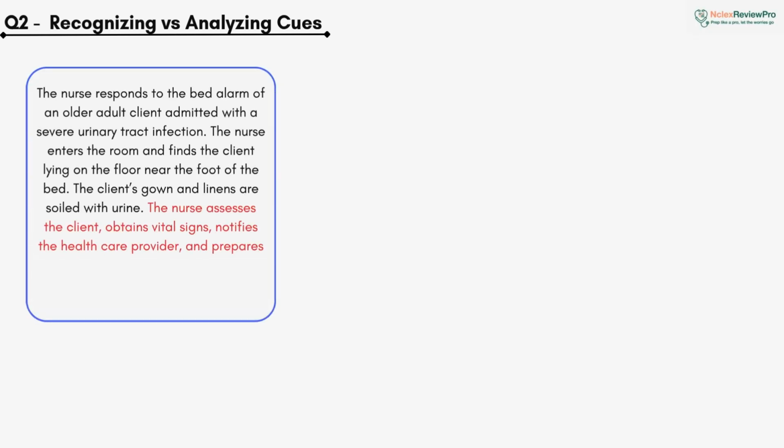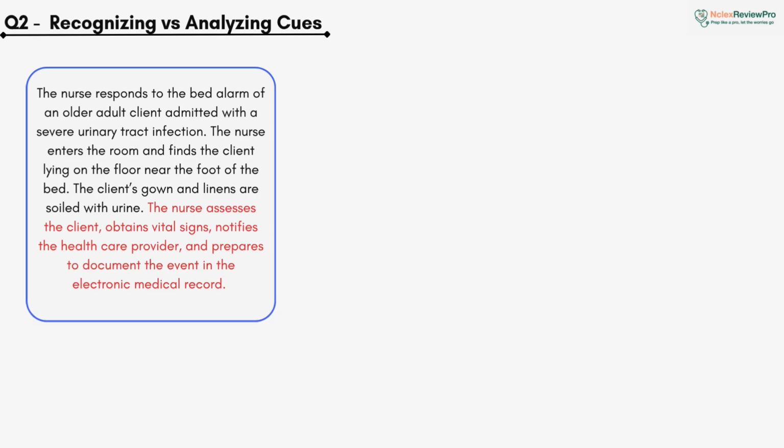Question 2. NGN Matrix Grid. Recognizing versus analyzing cues. Clinical scenario. The nurse responds to the bed alarm of an older adult client admitted with a severe urinary tract infection. The nurse enters the room and finds the client lying on the floor near the foot of the bed. The client's gown and linens are soiled with urine.